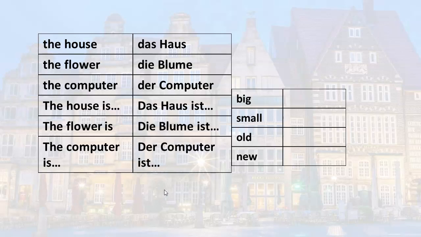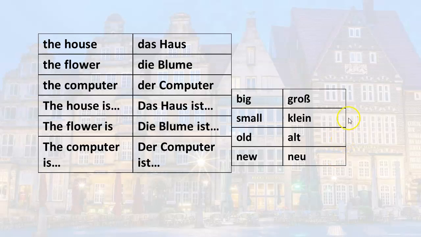Now we can use adjectives with our verb sein. So big, groß, small, klein, old, alt, and new, neu. So I can begin making sentences here. Very simple sentences, but still complete sentences. If I want to say the house is big, I could say in German, das Haus ist groß. The house is small, das Haus ist klein. The house is old, das Haus ist alt. The house is new, das Haus ist neu.